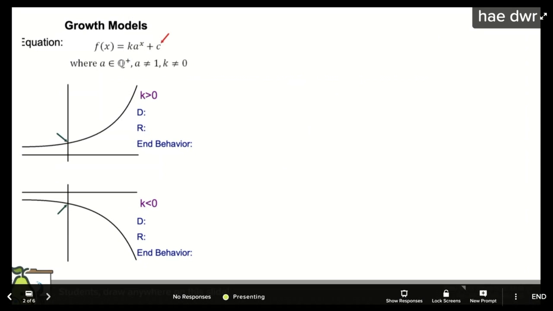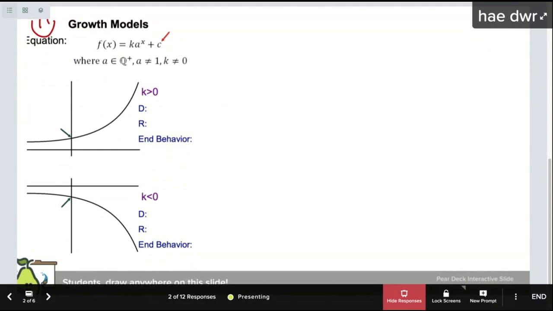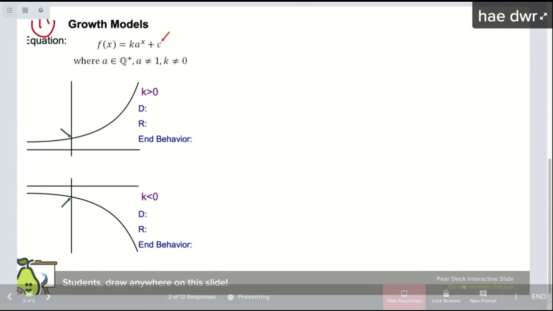So now we're gonna have two types of graphs. This is the first one, growth models. All right, so this is what we need to know for growth models. You can see that one is going up to the right, one is going down to the right. So what that means is we need to know what this arrow stands for right here.